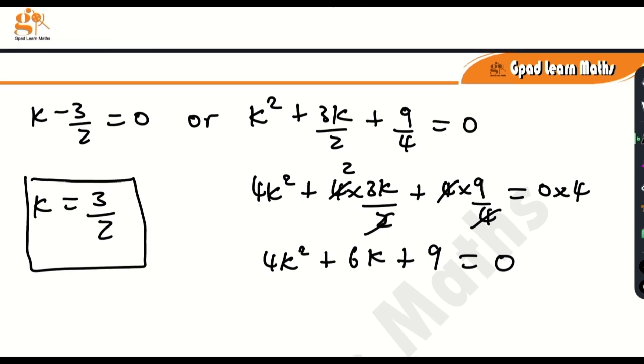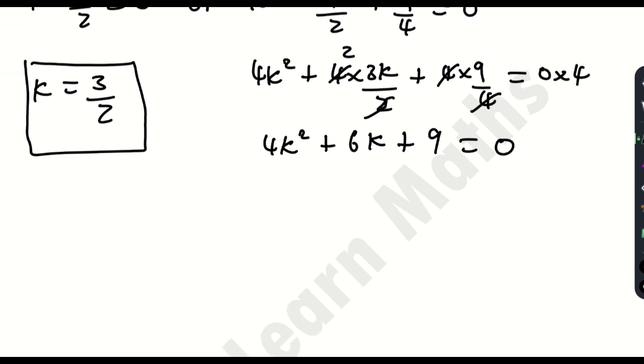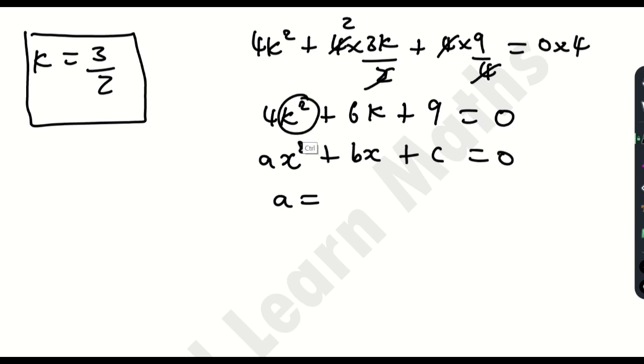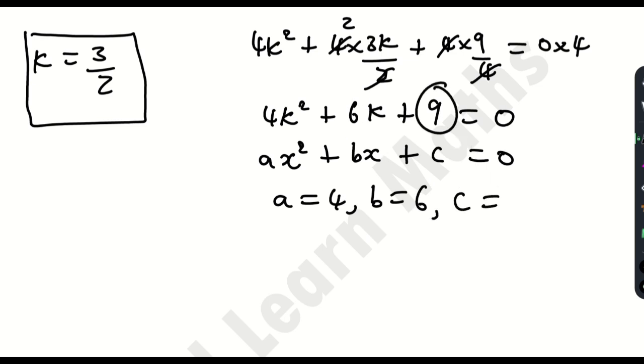Now I'm going to use the formula method to solve this equation. If you compare this with the general form of a quadratic equation, which is ax squared plus bx plus c is equal to 0, a is the coefficient of the leading term, so that's 4. B is what? The coefficient of the middle term, which is 6. And c is the constant term, which is what? 9. So a is 4, b is 6, and c is 9.